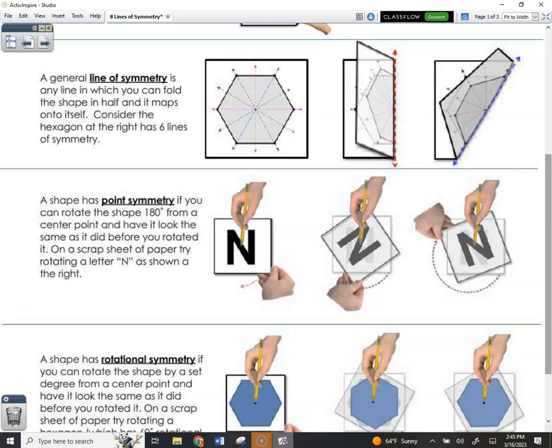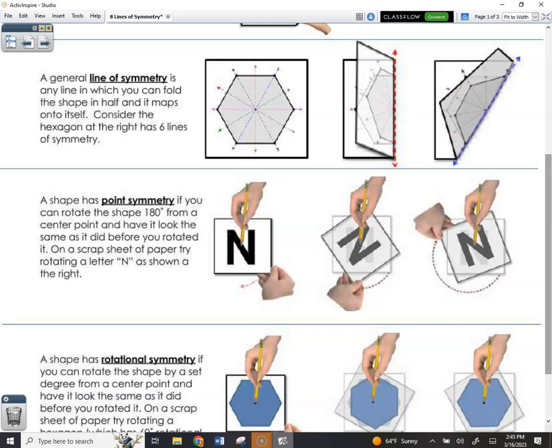This is called a hexagon. Hexagon has how many sides? Try again. A hexagon has 6. Here's how you remember that. Hexagon is H-E-X, the X in hexagon, and then the X in the number 6 when you spell it. That's how you remember that a hexagon has 6 sides.